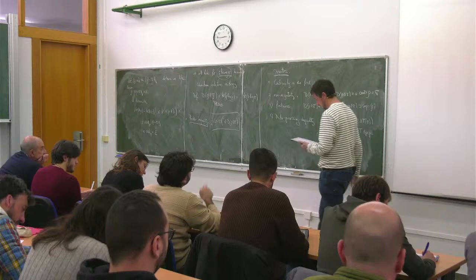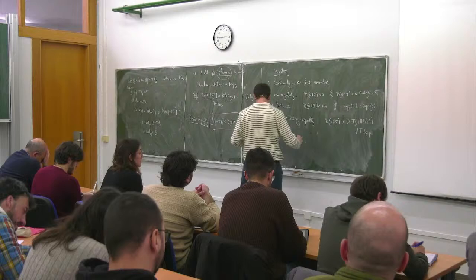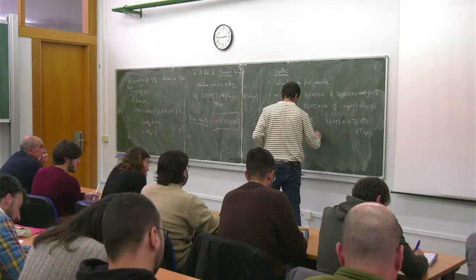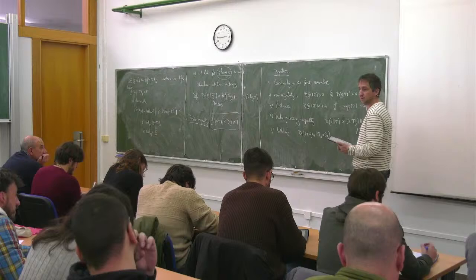Five, additivity. Additivity, which means that if I have tensor products, some of these properties are trivial, some are not at all. Not at all means that they are deduced from the strong subadditivity of the entropy, conditional entropy.